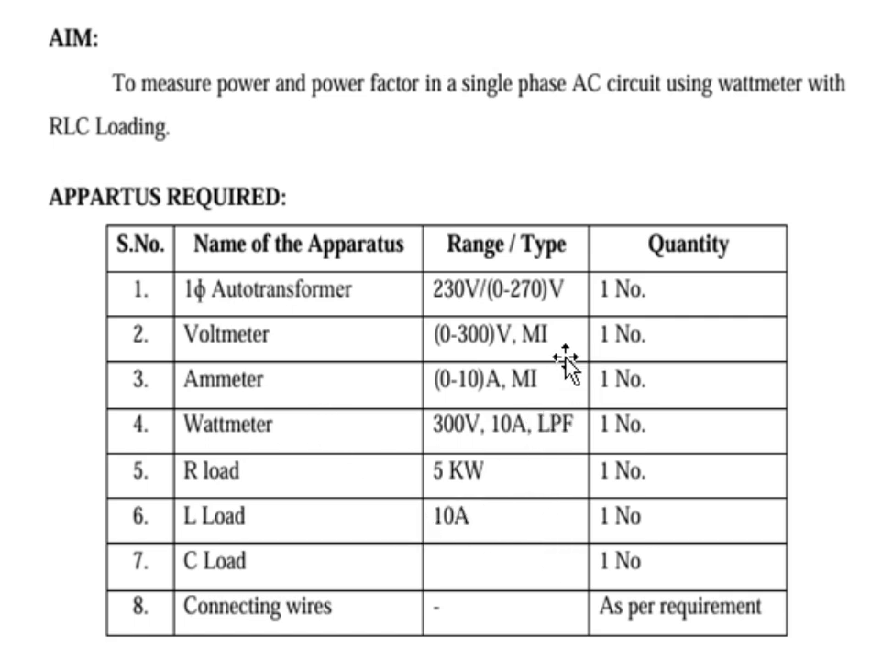MC means moving coil. The moving coil type is used to measure only DC voltage and current. Moving iron means it can be used to measure both AC and DC currents and voltages. Then the wattmeter, a lagging power factor wattmeter with 300 volt and 10 amps rating, the RLC load we are going to use for that experiment, and some connecting wires.